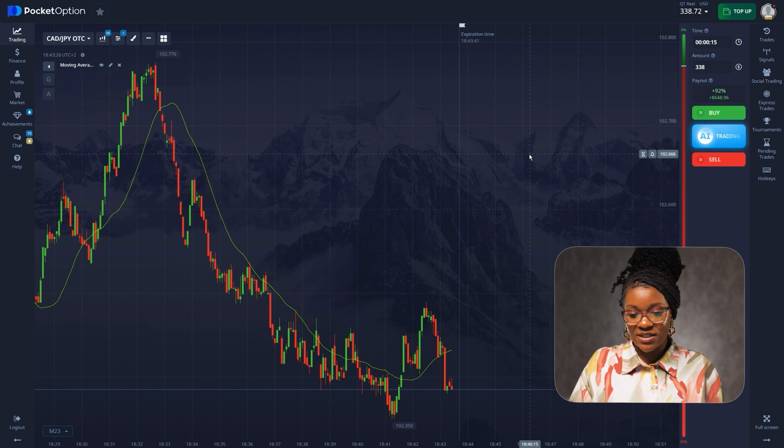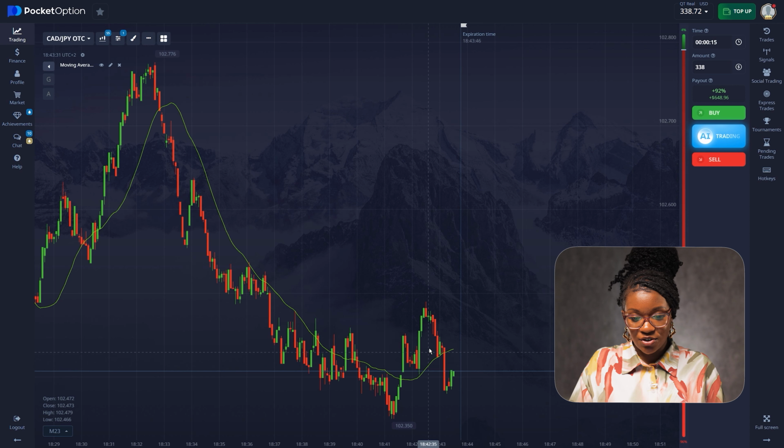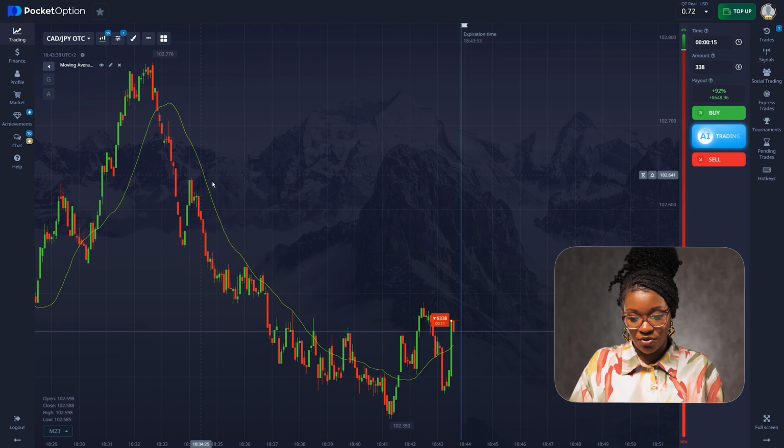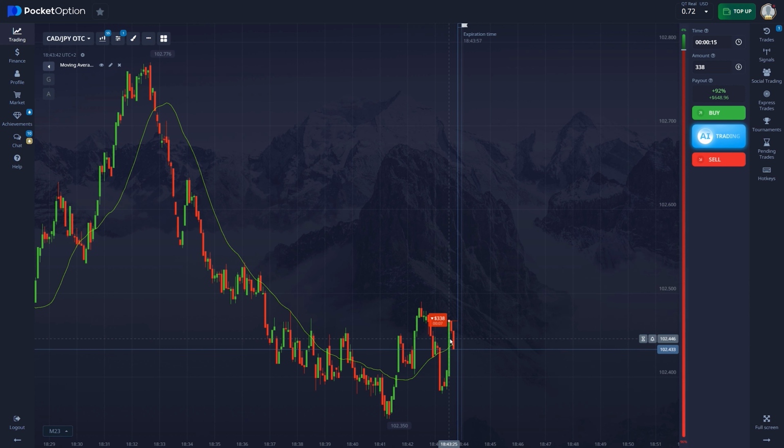Moving on, here we see a very strong seller's pressure. The chart tried to show an upward movement, but it failed. So I opened the trade down for continuation of the global downward movement and wait for the expiry time.